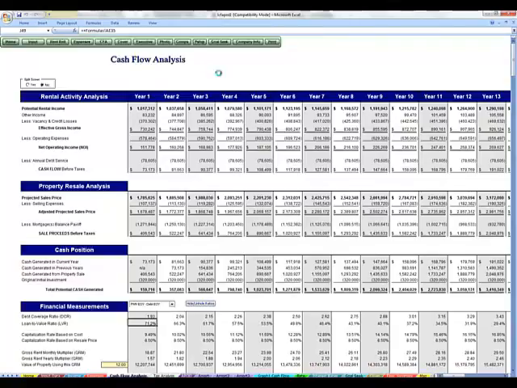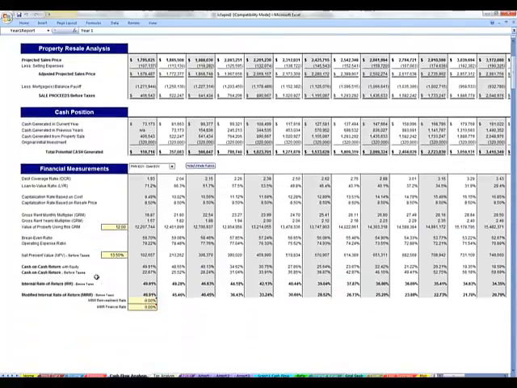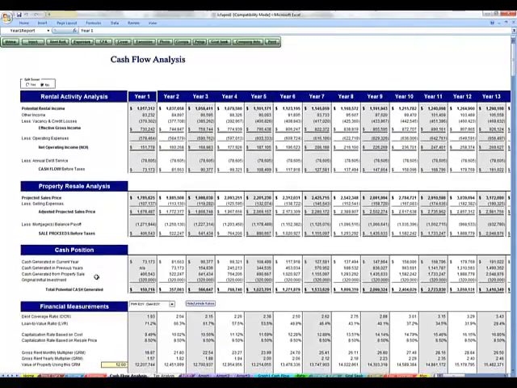This page is where everything comes together, and this is where I go once I get all the information in to make sure that we've got a good deal. Look at the way that this screen is broken up. There are 5 categories: the rental activity analysis, the property resale analysis, the cash position, the financial measurements. Let me take that back. There are actually 4. And then the years. Okay, fine, there are 5. Let me show you how I now analyze this particular page to determine whether I have a deal or not.